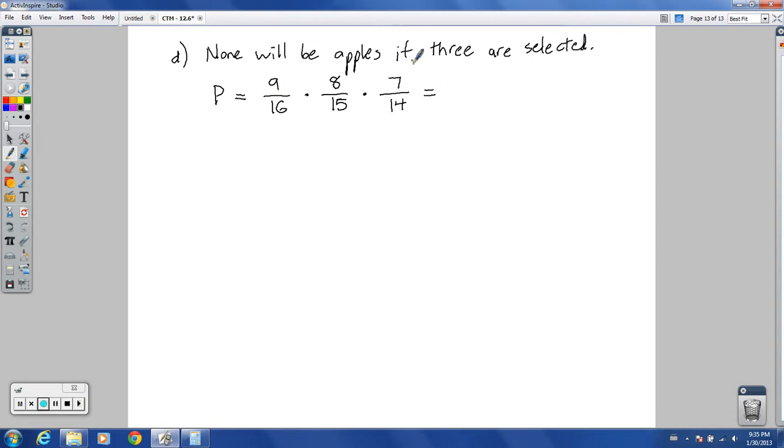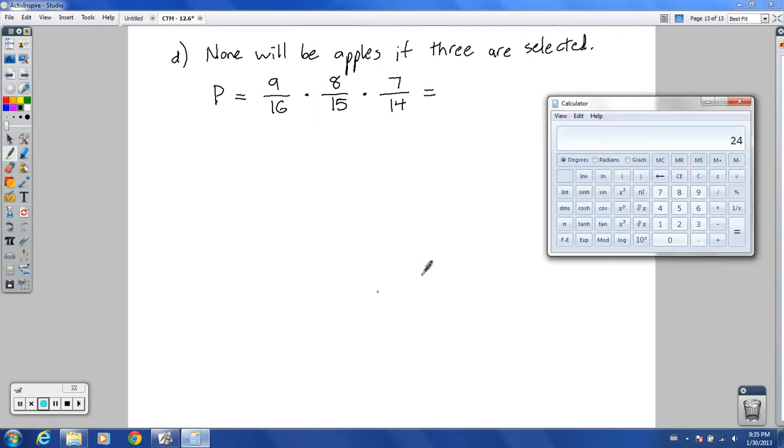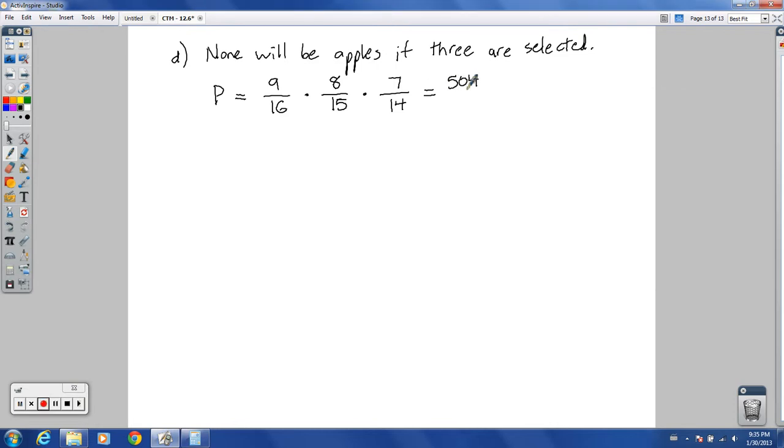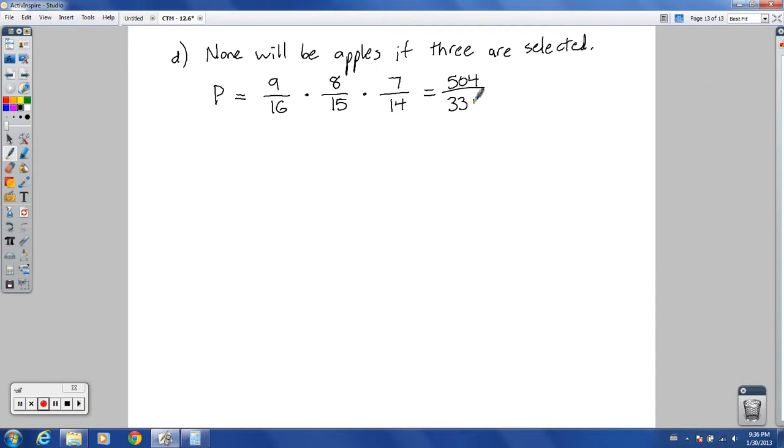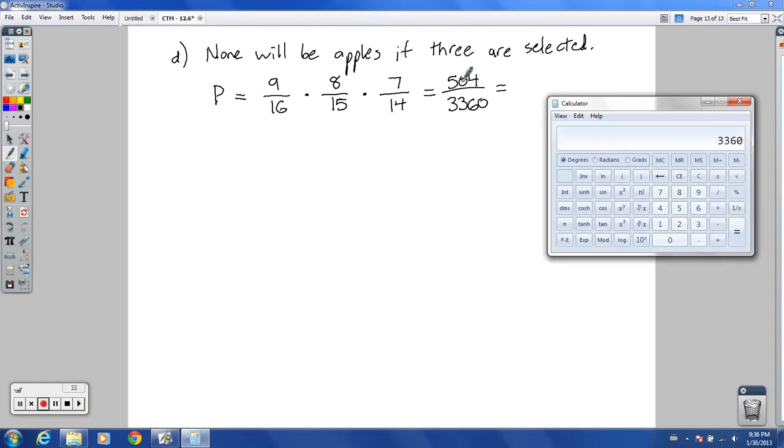Now let's say I didn't do any reduction here. Let's just say, for example, that happened. I would do 9 times 8 times 7, that is 504. And then 16 times 15 times 14. I feel like I'm doing this one the hard way. I think the cross cancellation is the easy way, but I want to show you how both ways work in case you're a little rusty with your fractions. Okay, so we have 504 and 3360.